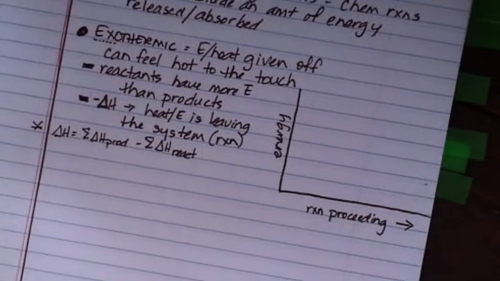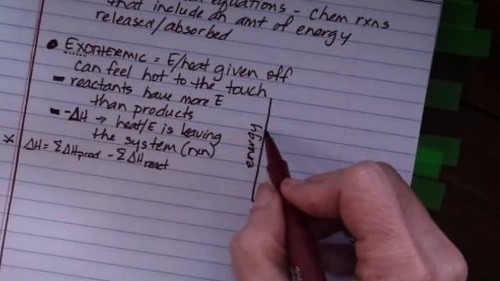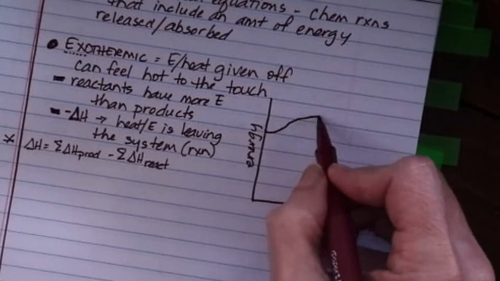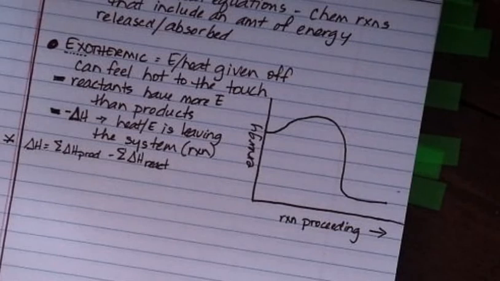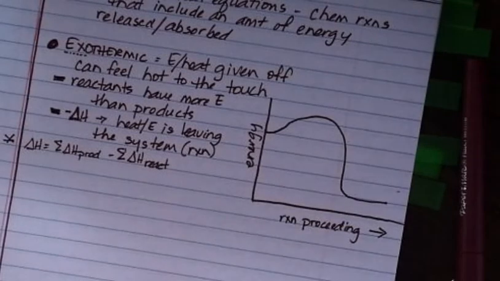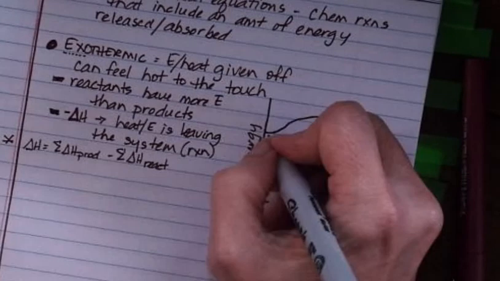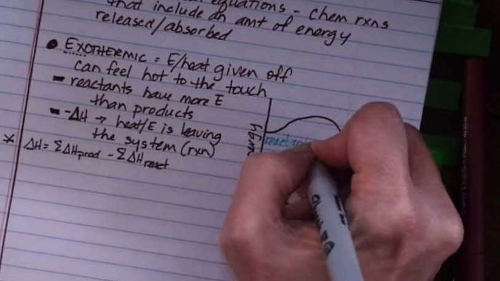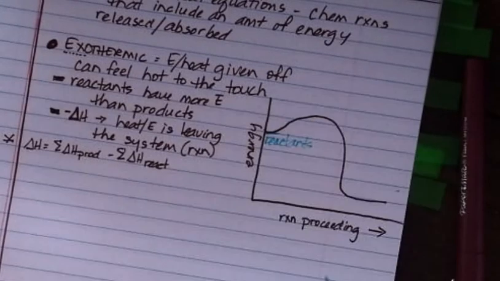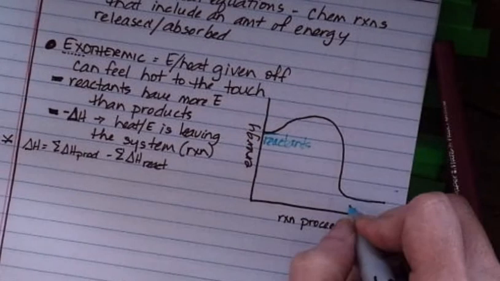So what I'm going to do is make my graph here, and I'm going to move it up here, and then it's going to drop down to here. Okay? And I'm going to get a different pen just so it's a little bit easier to see what's going on here. Right here would be where my reactants are. They're right up here. Down here would be where the products are.